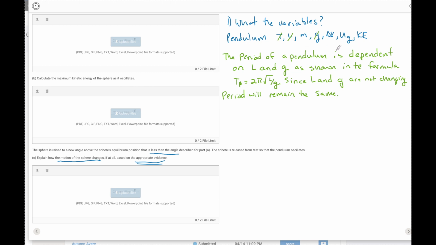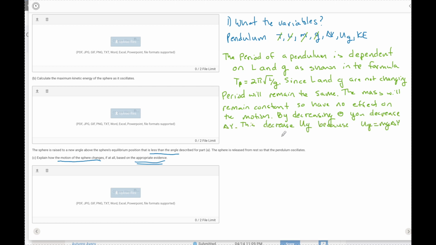Next, I'll look at the variables I still have left. I still have mass, so let's say something about mass. I'll just say the mass will remain constant, so it'll have no effect on the motion. Then boom, that variable's gone for me. So now I just have to really talk about energies, which is really what's essentially happening here. By decreasing theta, you decrease delta y. This decreases UG because UG equals mg delta y. So now I've gotten rid of delta y and UG. So now I only have one more variable to talk about.